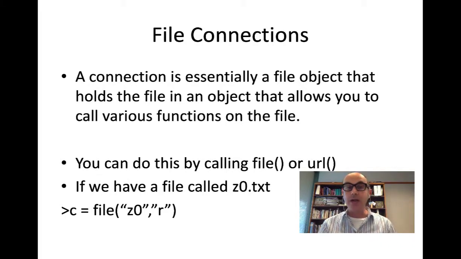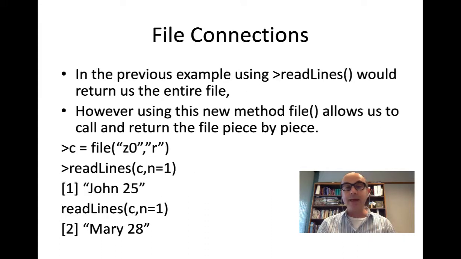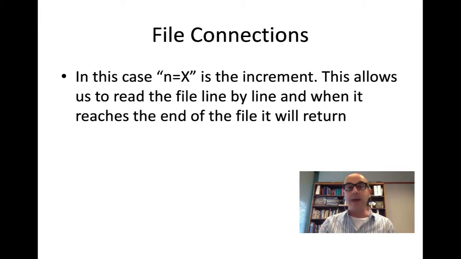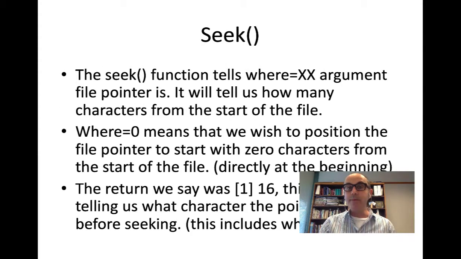The file connection is essentially a file object that holds the file and allows us to call various functions on that particular file. So you can use this by calling a file or URL, and you can have a file called z0.txt and make sure what it connects to. Those are the types of connection that allow me to take a file and use it in order to make the connection or apply it.